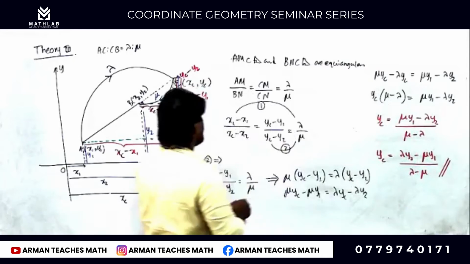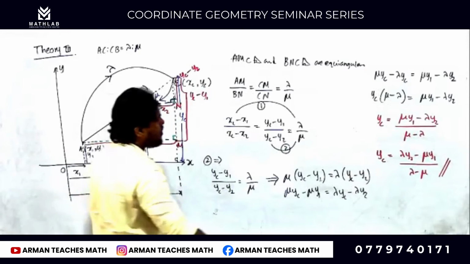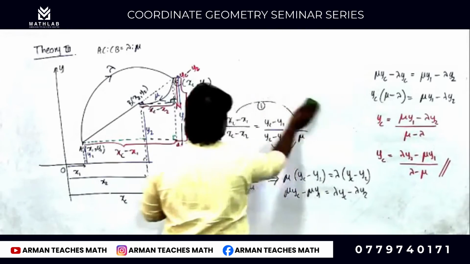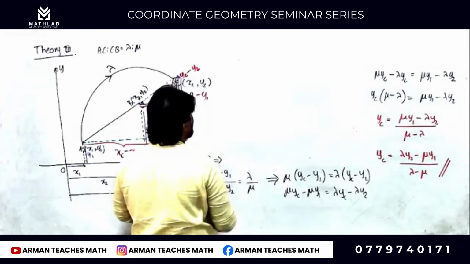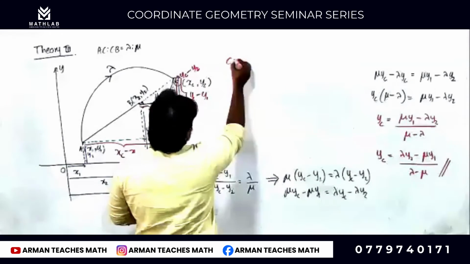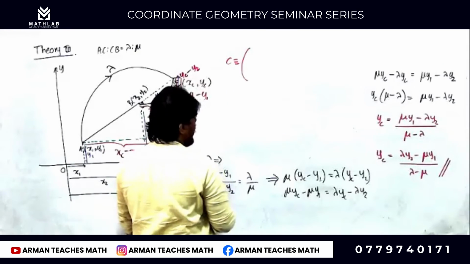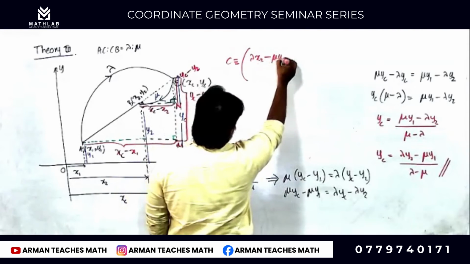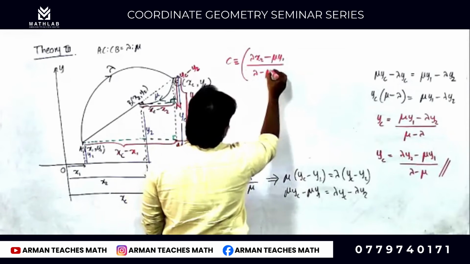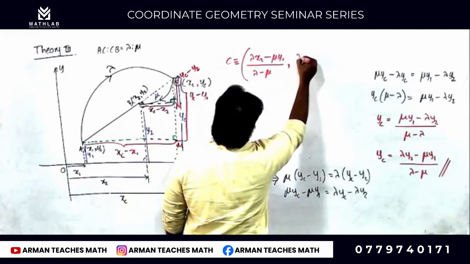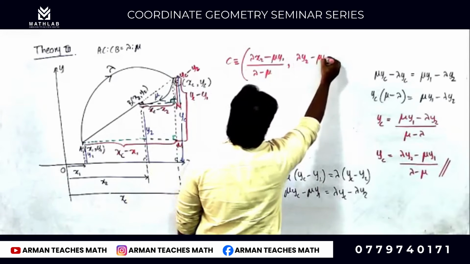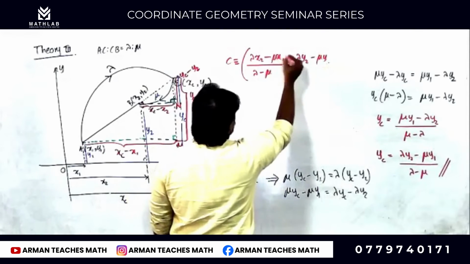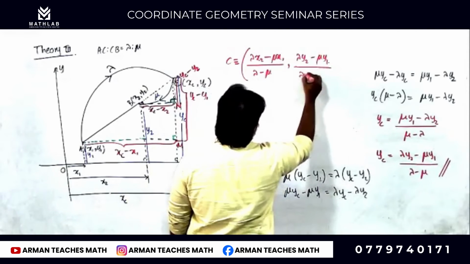Okay. So therefore, the coordinates of the point capital C. Stop working and listen now. If we take point capital C, the coordinates are going to be: what's the x coordinate? Lambda x2 minus mu x1 divided by lambda minus mu, comma, lambda y2 minus mu y1 divided by lambda minus mu.